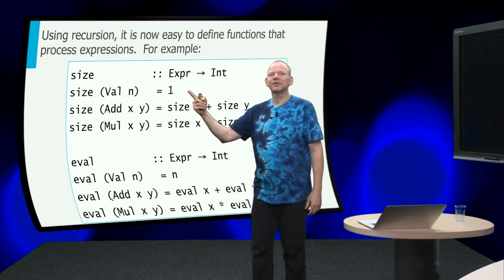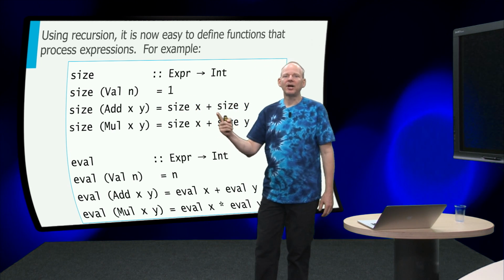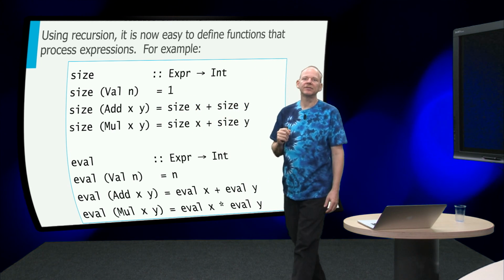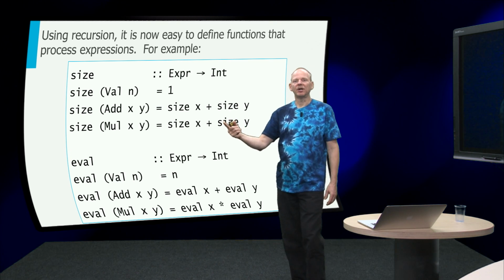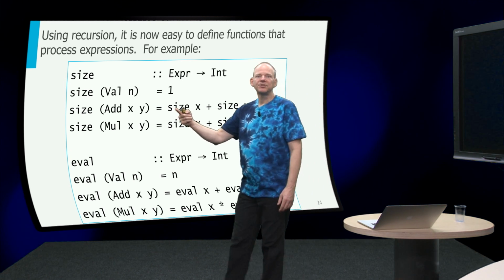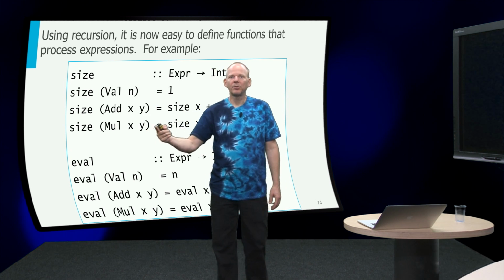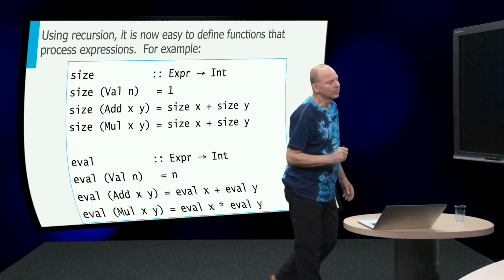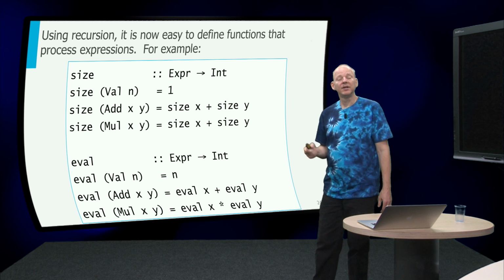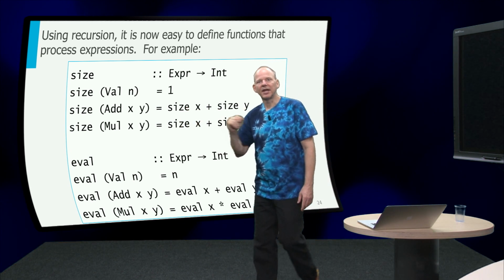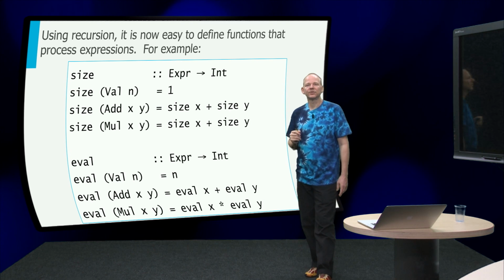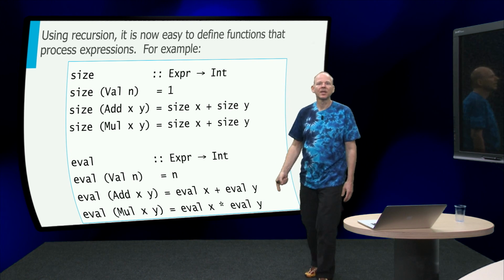Well, if it's a value, it's 1. Otherwise, we recursively calculate the size of the left and the right-hand side and add them up. In an object-oriented language, you would probably make size into a virtual method of the expression superclass and then override that virtual method in each of the concrete subtypes.